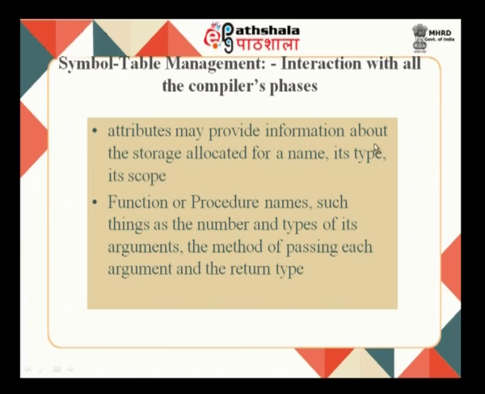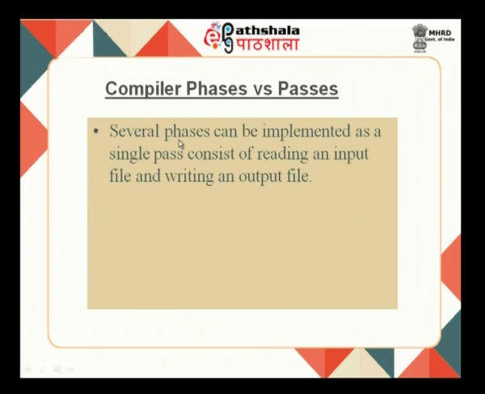The attributes may provide information about the storage allocated for a name, its type, its scope. For function or procedure names, such things as the numbers and types of its arguments, the method of passing each argument and the return type are also available in the symbol table. As I already talked about, these are the phases of the compiler, and every phase will interact with the symbol table. So, as I proceed through the next few modules, we will discuss how each phase interacts with the symbol table.